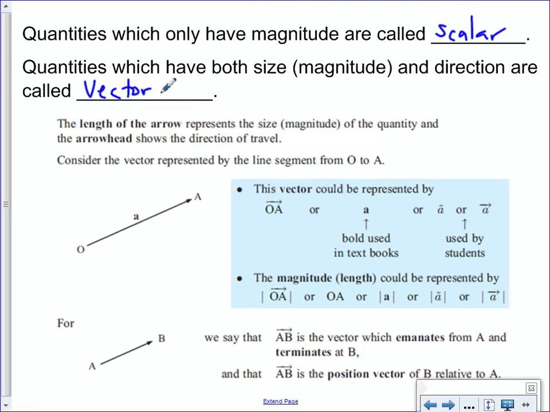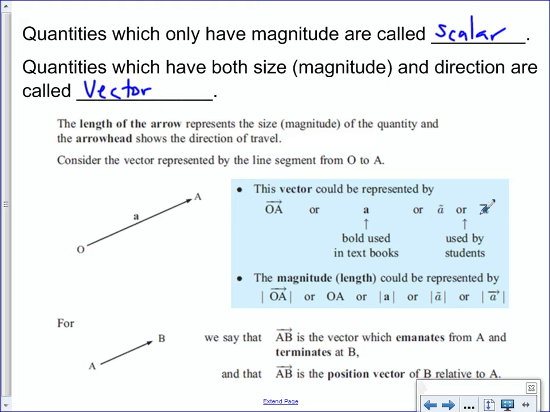There's just so much information on vectors. I kind of threw it all at you at once, but hopefully it looks a bit familiar. When you draw a vector, the length represents the magnitude, and the arrowhead shows the direction of travel. For example, the vector OA: O is the initial point and A is where it goes. You can write the vector with the initial point and the terminal point with an arrow, or you could just use a simple letter.